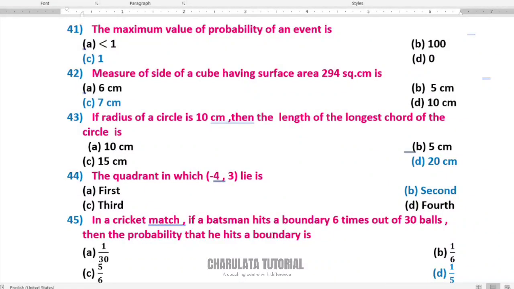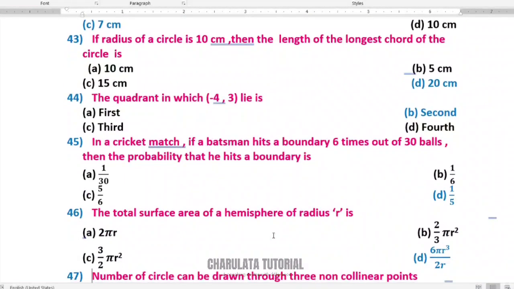If the radius of a circle is 10 cm, then the length of the longest chord of the circle is. Radius 10 cm means diameter 20. We know that longest chord is the diameter. Therefore, correct option is 20 cm. The quadrant in which 4, 3 and minus 4, 3 lie is second quadrant.